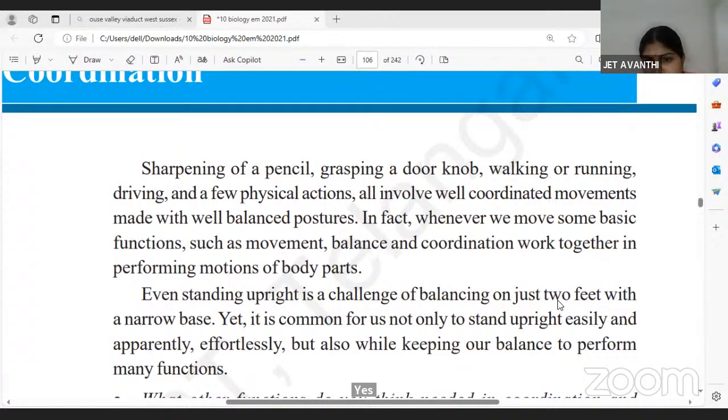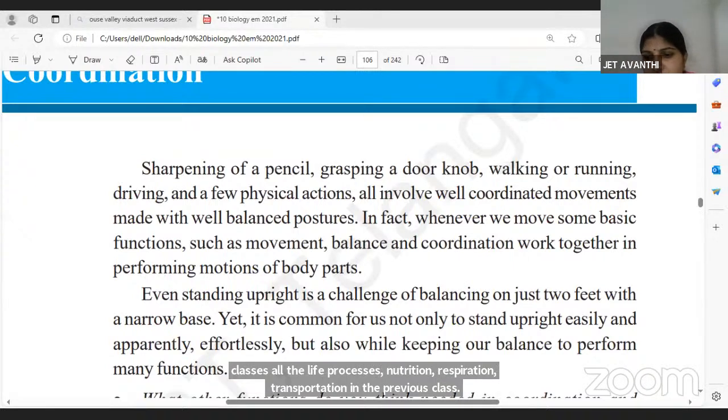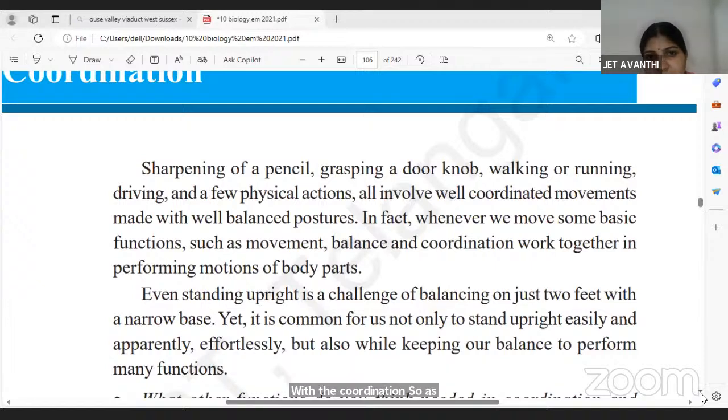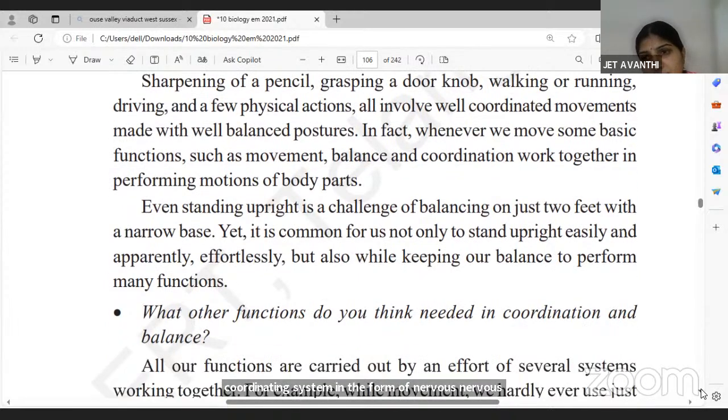So children, we have completed in the previous classes all the life processes: nutrition, respiration, transportation, excretion. Today we'll go with coordination. As the name itself indicates, all the body parts have to coordinate. Here in the human body, we have a definite coordinating system in the form of the nervous system. The nervous system majorly coordinates all the body parts.